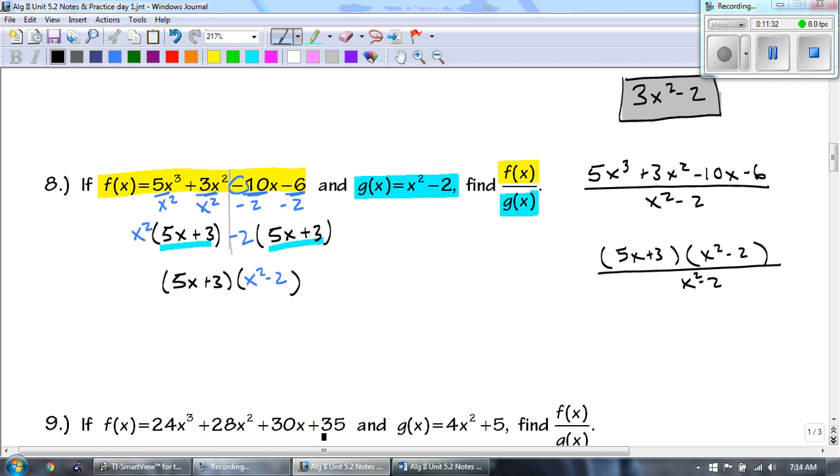Sorry, that was supposed to be squared down there. I was wondering if anyone caught that. Okay. And then my x squared minus 2 cancels out completely because they are 100% the same. And what I'm left with is 5x plus 3.